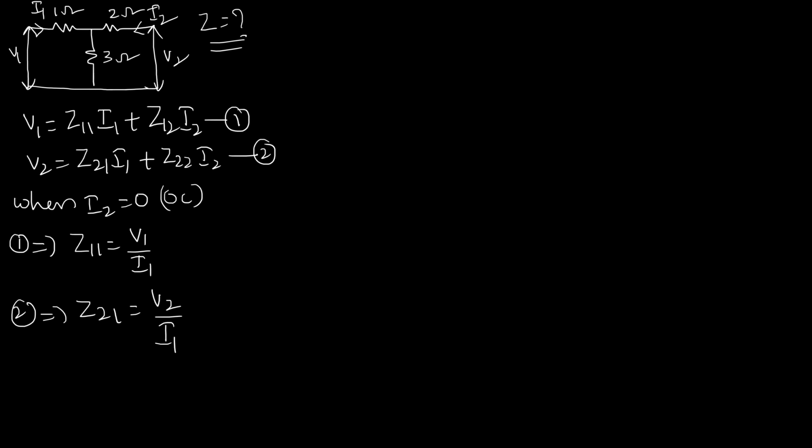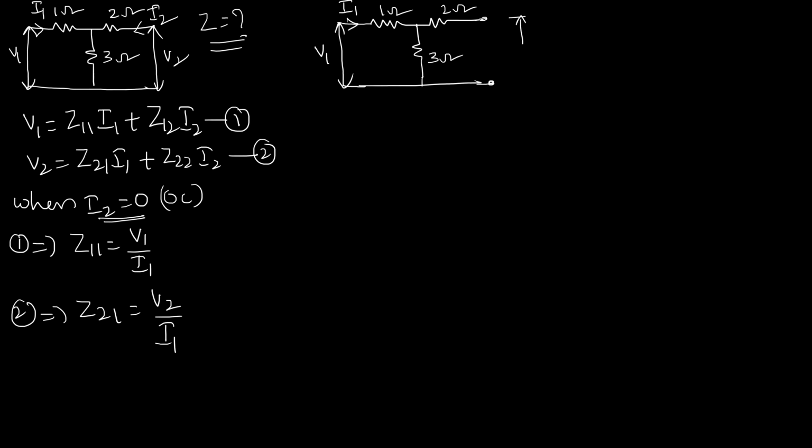Now let us draw the network under this condition. Without anything else, first write the skeleton. This is 1 ohm, 2 ohm, 3 ohm. Now what is the condition? I2 equal to 0, so that means the second port is open circuit. So this first port will be considered as the supply voltage, and this current as the supply current. I2 equal to 0 does not mean V2 is 0. V2 will be there, and it will be considered as the measured voltage.